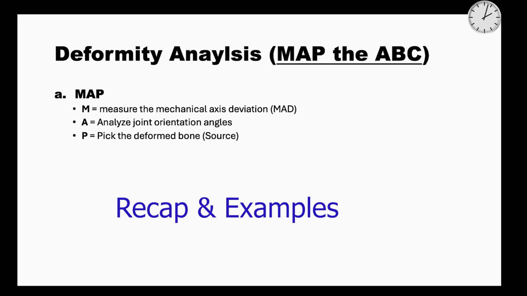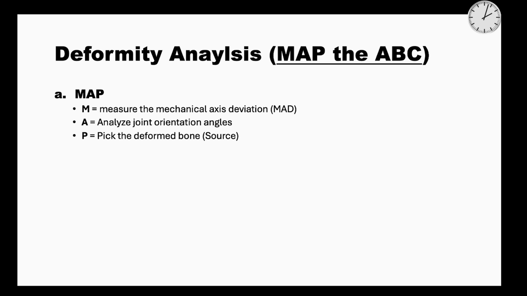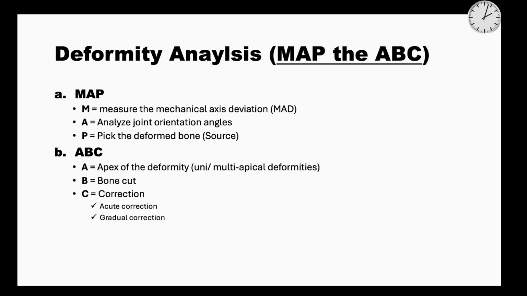MAP ABC deformity analysis. MAP stands for M equals measure the mechanical axis deviation, MAD. A equals analyze joint orientation angles. P, pick the deformed bone source. ABC stands for A equals apex of the deformity, uni or multi-apical deformities. B equals bone cut, equals correction, acute or gradual.